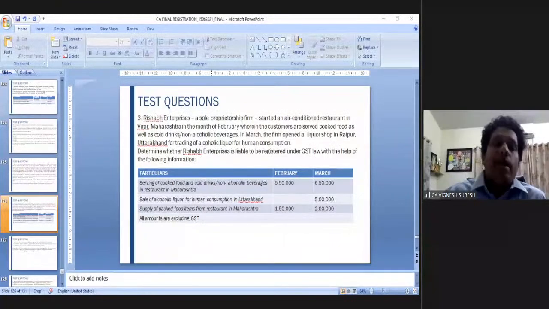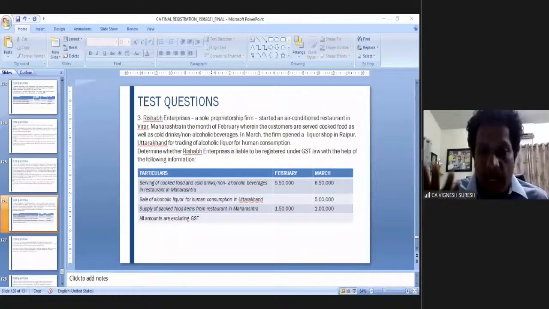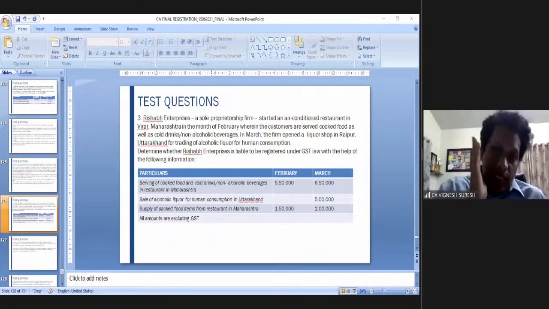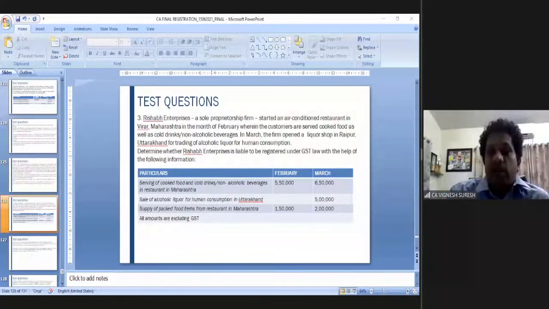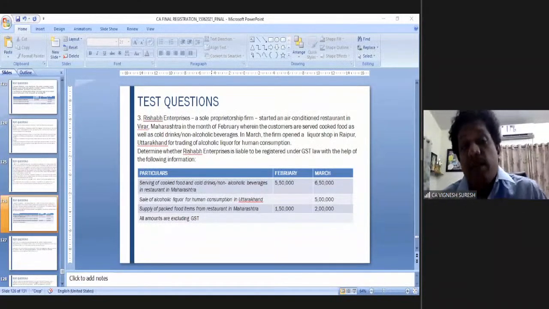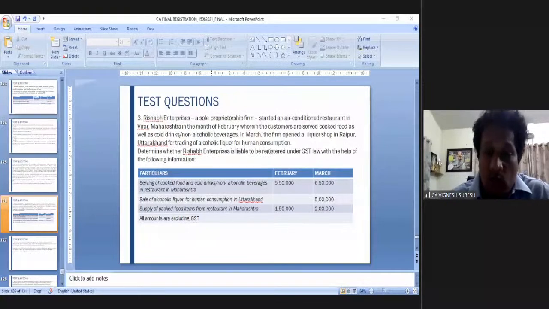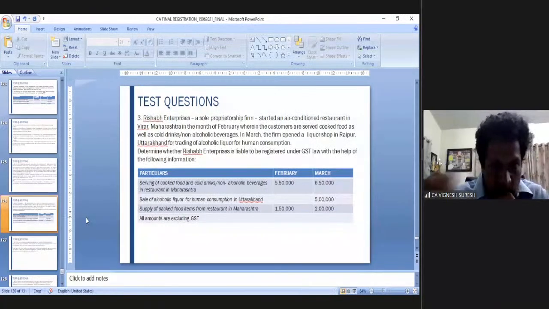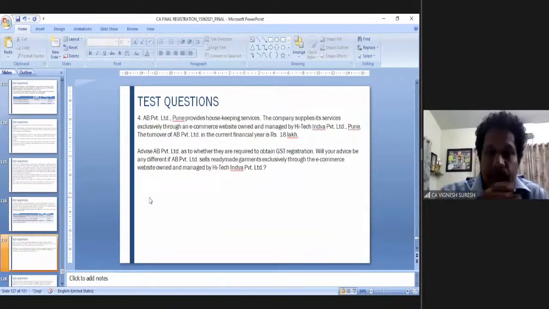But if I'm making only non-taxable supply in any one particular state, then I need not take registration in that state. But in the other state where I'm making the regular taxable supply, I have to take the registration. There are no two ways about that one. So I hope this answer also is clear. Now we move on to the next question.